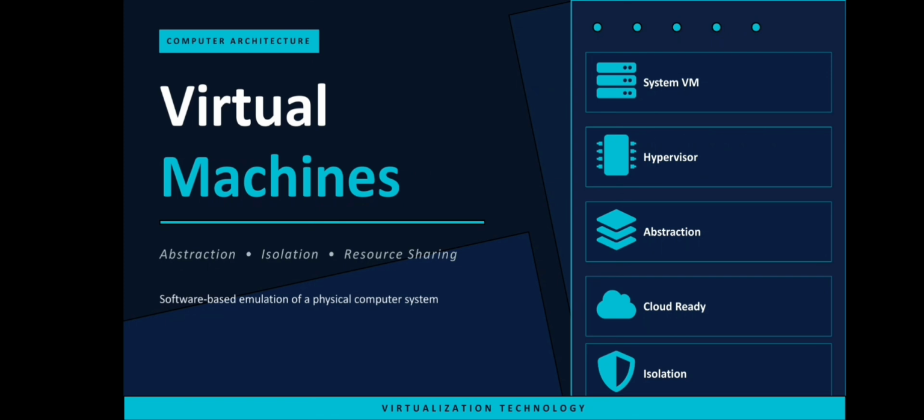Today I am going to present the topic virtual machines in computer architecture. Virtual machines are based on three key ideas: abstraction, isolation, resource sharing. A virtual machine is basically a software-based version of a real computer system. Other topics: system VM, hypervisor, abstraction, cloud ready, isolation.